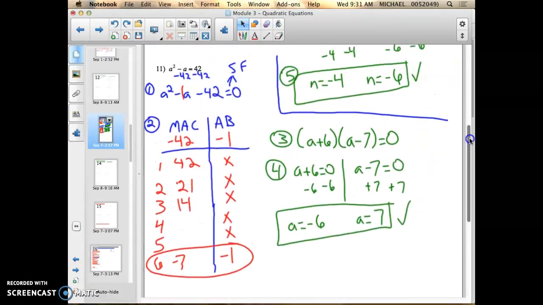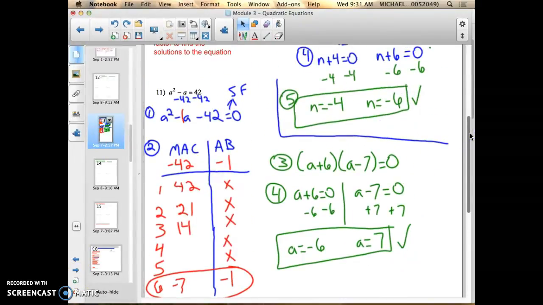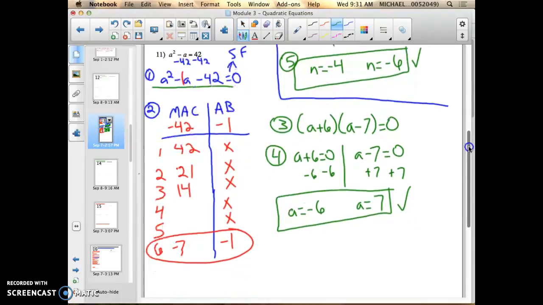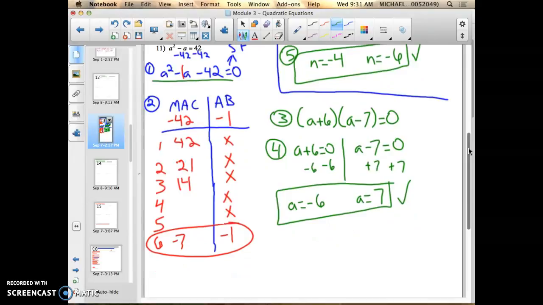At this point, you should have paused the video and tried number 11 on your own. First step, I wrote it in the standard form. Second step is I set up my T-chart. A times C in this case gives me negative 42, and my B term was a negative 1. It wasn't written, but I can assume if there is no number before a variable, it's always 1. In this case, it's negative because it's being subtracted.